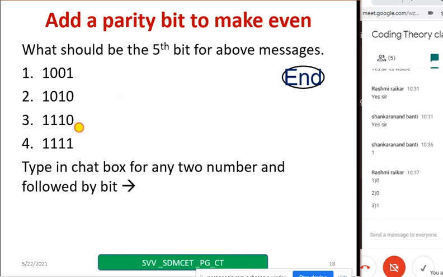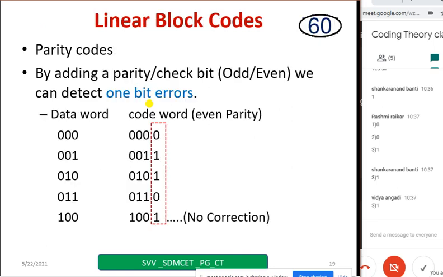Shankarananda, whether it should be 0 or 1, number of bits should be 1. Yes. So total will become 4 ones. It is correct. I think Shankarananda, and I want one more student to type the fourth one at least so that I can understand you have understood what I told. Let me go to the third one is 1. Vidya has typed. Good.